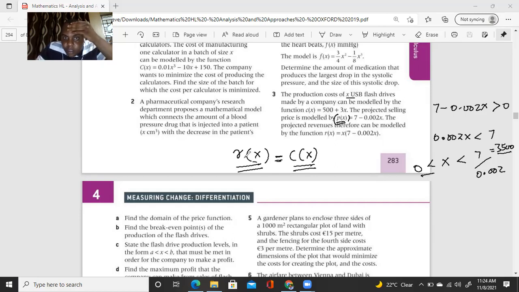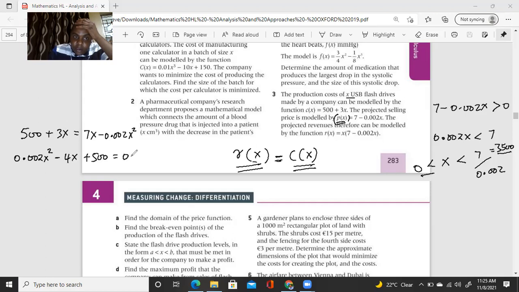Okay. So to get the break-even point, you just take the function Cx. So 500 plus 3x equals 7x minus 0.002x squared. So this will be a polynomial. Let's write it in descending order. That's 0.002x squared minus 4x plus 500 equals 0. Can you solve it?